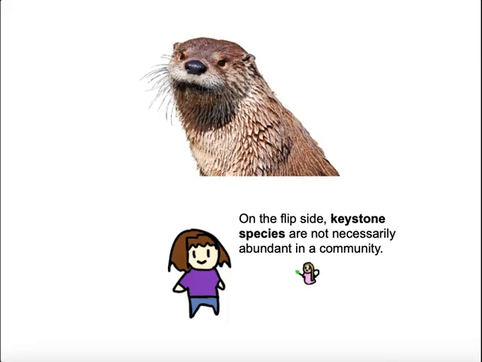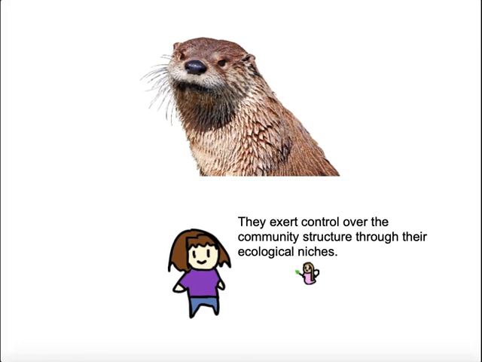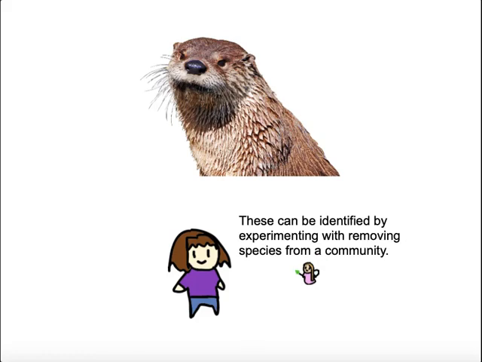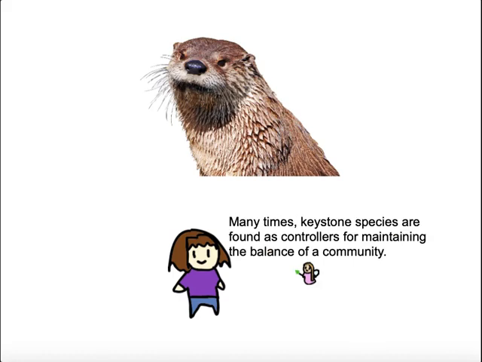On the flip side, keystone species are not necessarily abundant in a community. They exert control over the community structure through their ecological niches. These can be identified by experimenting with removing species from a community. Many times, keystone species are found as controllers for maintaining the balance of a community.